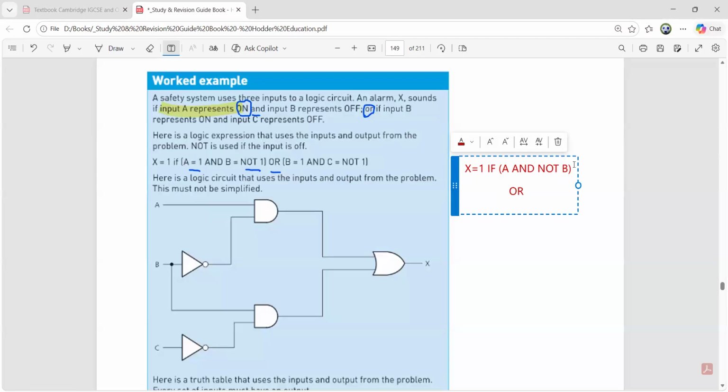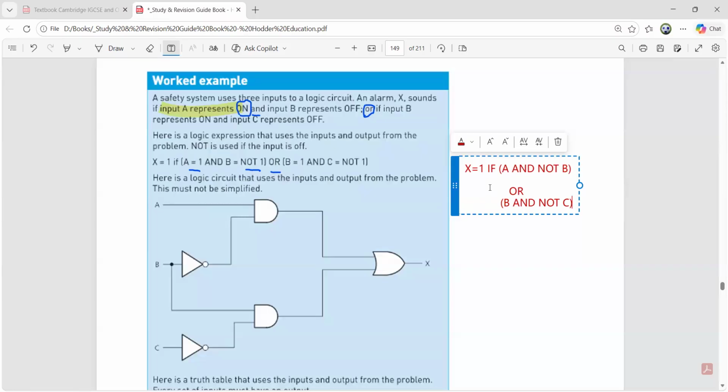Now we are going to talk about the second bracket, or the second situation: input B is on, and C is off. Input B is on means I will say B, and C is off, so I will say not C. So this is a better thing that you can use in order to answer your questions. And this is the beginning. We have made the logic expression from the given question, from the given situation. Now moving to the drawing of the circuit.